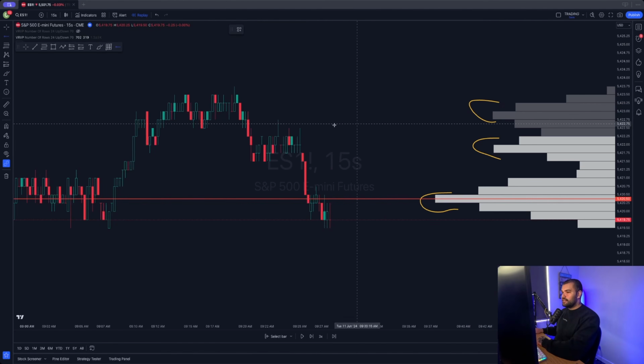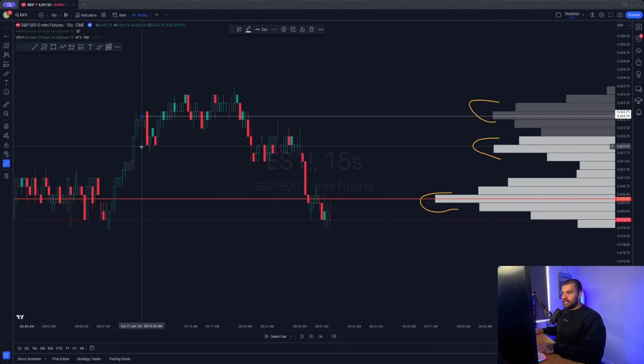But again, you can see that back and forth action that happens at each of these high volume nodes. Bounce, bounce, bounce. Trade down, retest, drop, bounce, trade up, retest, drop, bounce, drop down, bounce from the underside, drop.